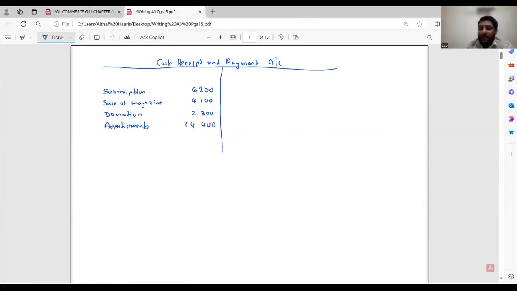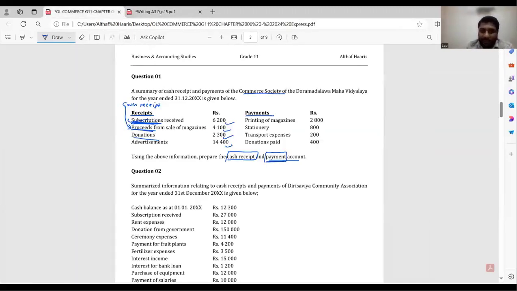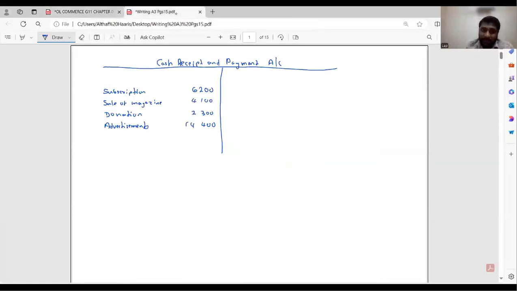So we are done with all the cash receipts. Now let's record the cash payments. To sell the magazines, you have to print them, no? There is a printing charge, no? Printing of magazines, 2,800.